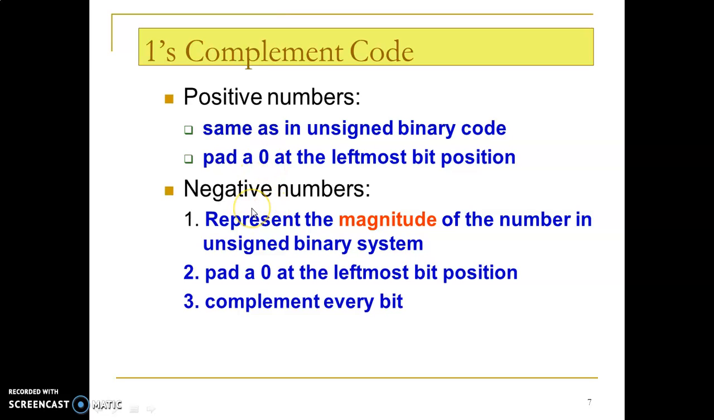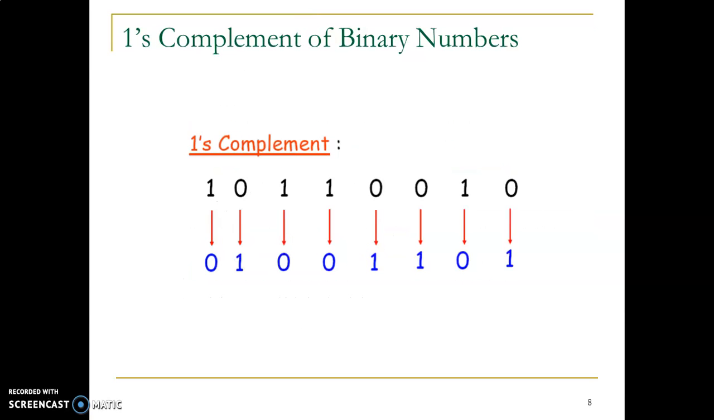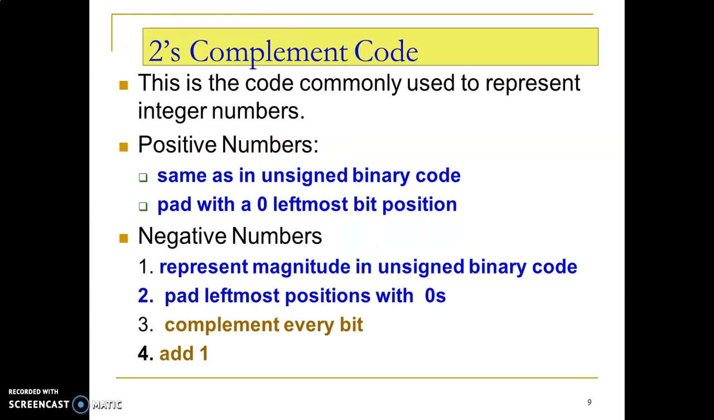To represent a negative number in 1's complement form, we are just going to represent the magnitude, the number in an unsigned binary system. Next we are going to pad a 0 at the leftmost bit, then complement each and every bit. So to convert a binary equivalent to 1's complement form, we have to complement each and every bit separately. So let us see how to convert this binary number to 1's complement. So convert 1's to zeros and zeros to 1's. This is how we convert a binary number to 1's complement form.